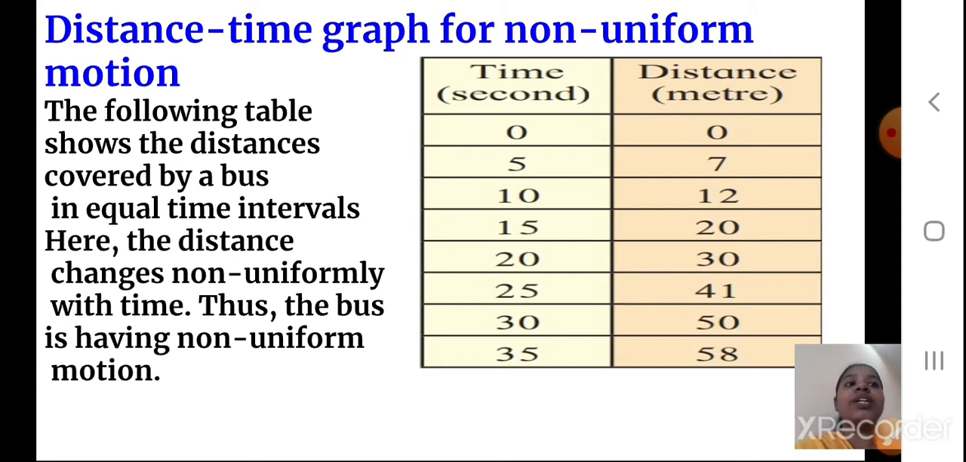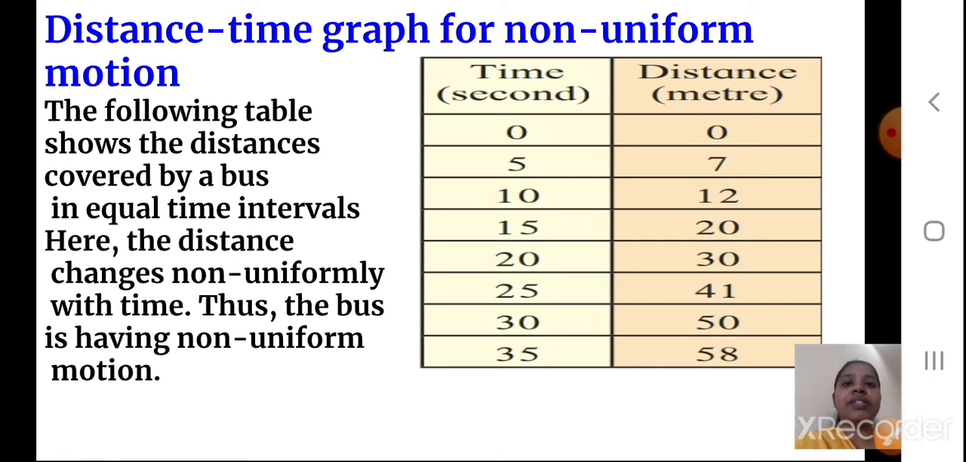Can you see 7, 12, 20, 30? Any equal differences coming when you subtract two numbers, right? But when you see the time, 5, 10, 15, yes, 5 units it is increasing. So thus the bus is having non-uniform motion. So students, tell me, are you going to get a straight line graph? No, you are not going to get a straight line graph in non-uniform motion.